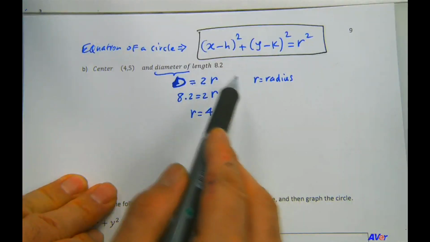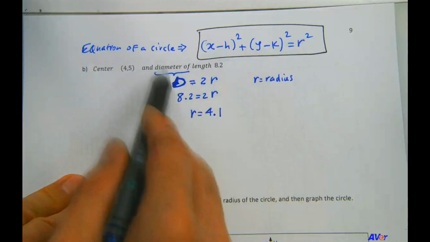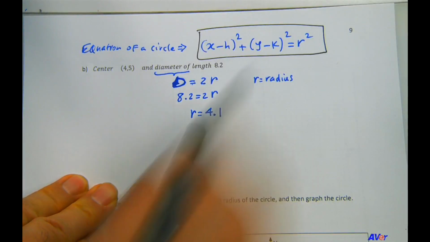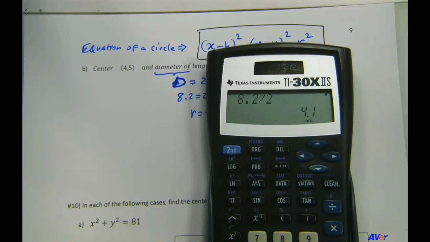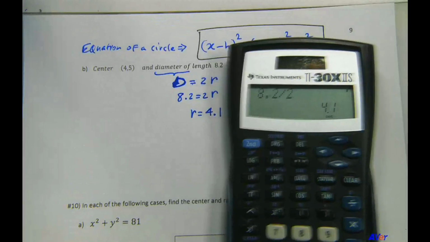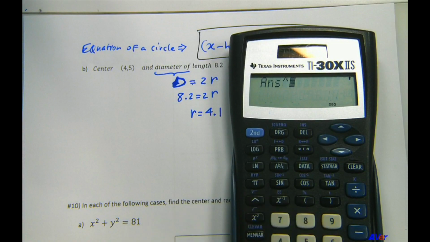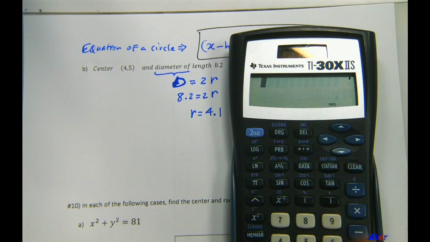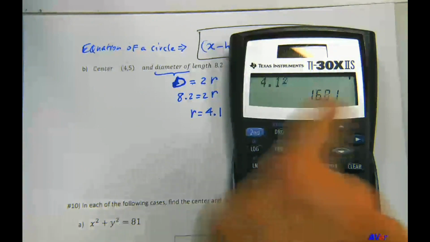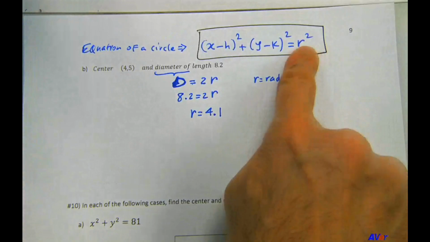Now, in our case, we're looking for r. We had the diameter, we didn't have r. We now have it. So r squared, what is that? 4.1 squared, right? Let's raise that to the second power. It's 16.81. Let's do it again. 4.1 squared is 16.81. That's the r squared side of this equation.